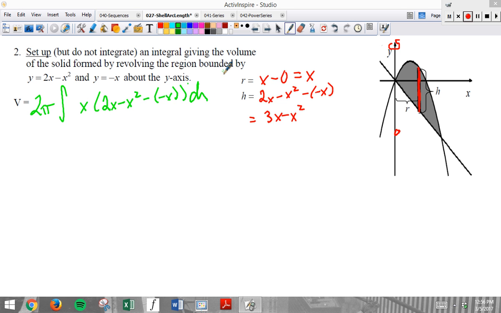I see a lot of students struggle with not writing a square. I almost wrote a square there. Don't do it. The shell method's nice. It has no squares in it. Well, no squares on the outside, no squares on the inside.